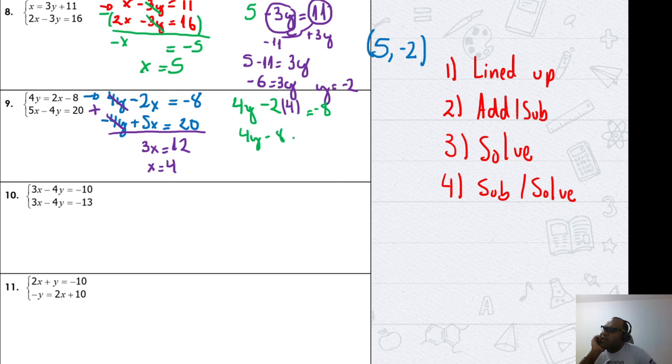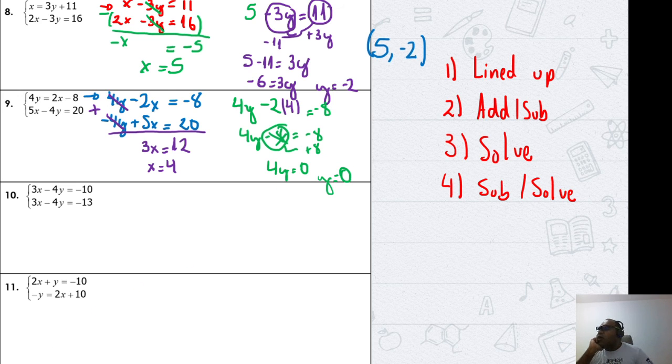4y minus 8 equals negative 8. I will move this negative 8 by the opposite, which is positive 8. And here, negative 8 plus 8 is 0. Okay, 4y equals 0. Guys, which number times 4 equals 0? Oh, the number is 0.